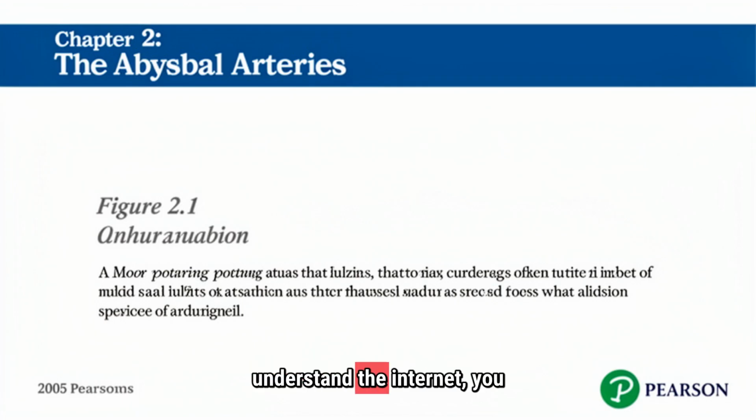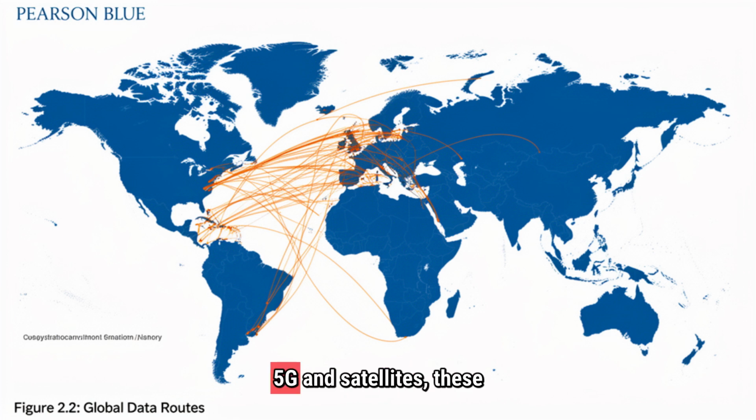If you want to understand the internet, you have to look at the ocean. 99% of all international data travels through submarine cables. While we talk about 5G and satellites, these cables are the true arteries of our world. They are the silent conduits of our global conversation.